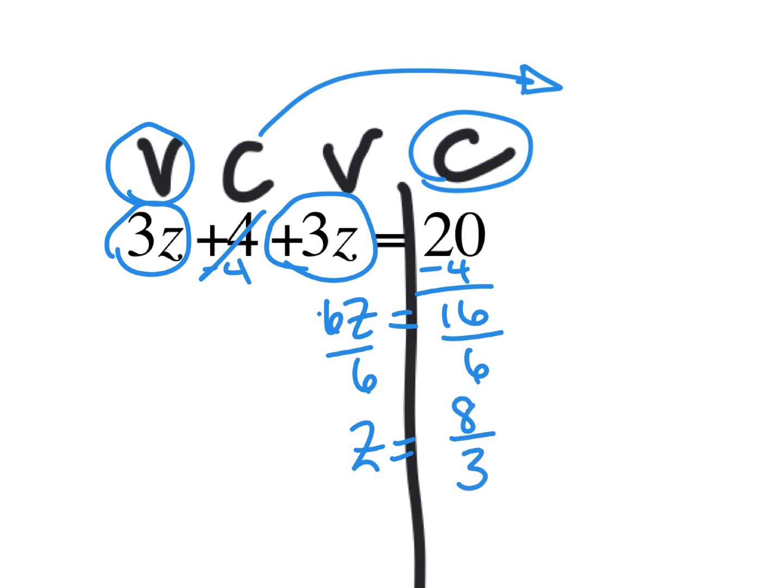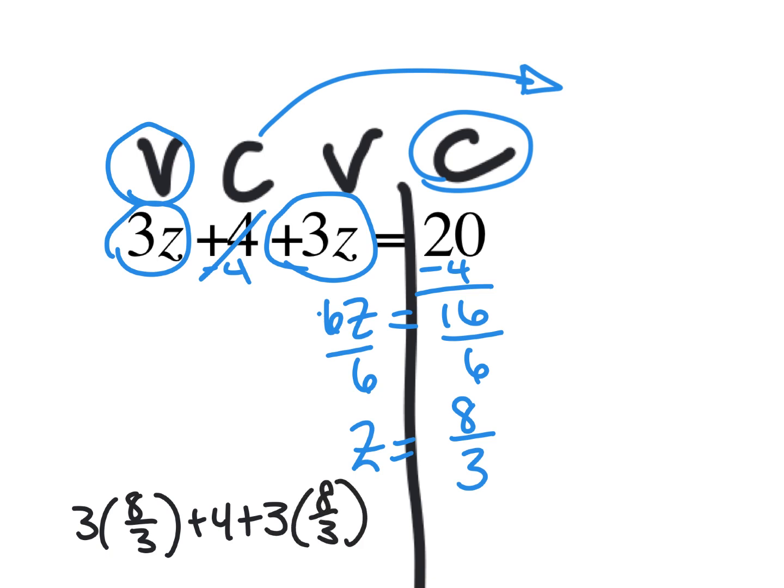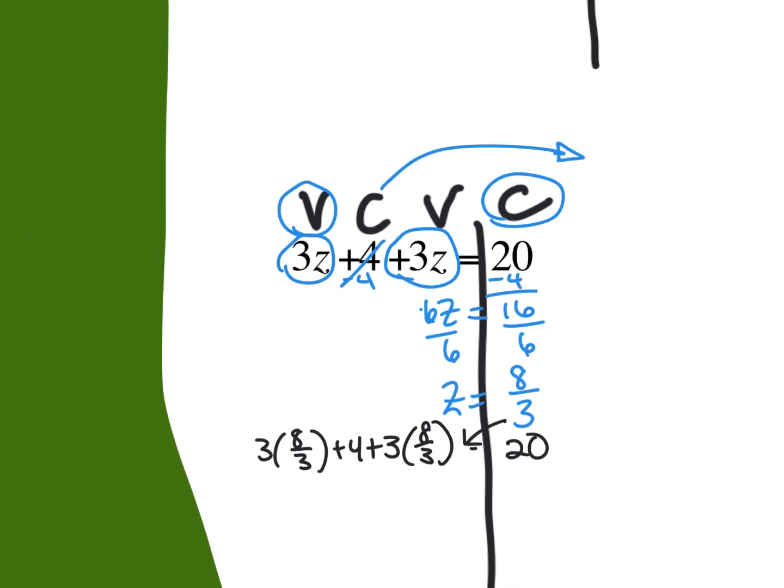I'm going to go ahead and do a check on that one now. 3 times 8/3 plus 4 plus 3 times 8/3 should be the same as 20, and it is. It equals 20.